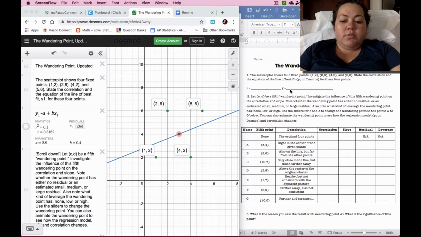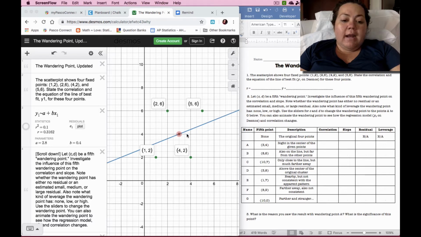And then they also asked us to write the equation for y hat. So y hat equals a plus bx. So y hat equals 2.8 plus 0.4x, and that would be our equation. And we can just use y and x because these variables, they didn't give us any context. They're just ordered pairs, x and y.